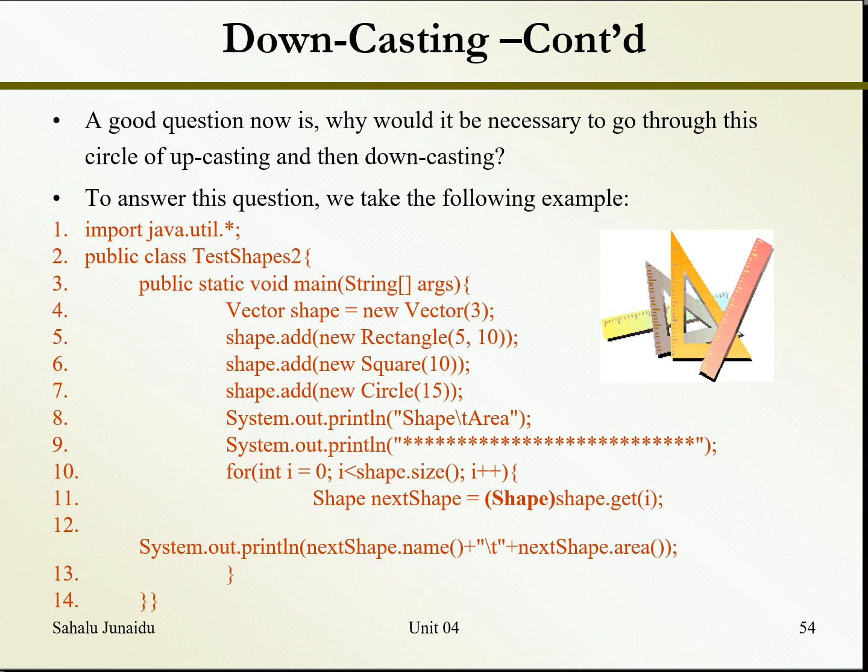If shape is of type vector, can we now assign shape that is of type vector to another object that is of type shape? No. So this is where it is necessary to cast it here by wrapping this in a shape. Once we have this as of type shape, that's enough. So we can say next shape, then we can call all those methods, name and area, as the case may be. Without this, it will lead to an error.